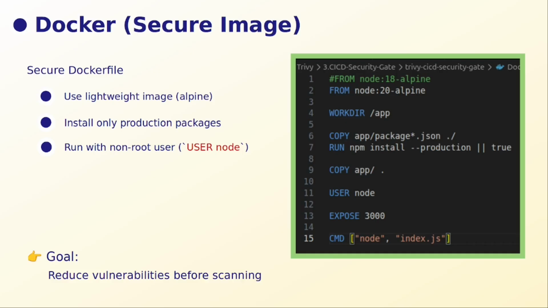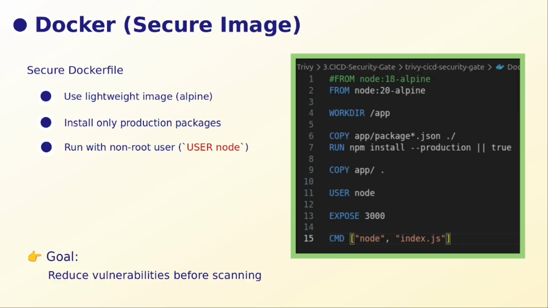First, we should use a lightweight base image, such as Alpine. For example, instead of using a full Ubuntu image, we use Node 20 Alpine. This helps reduce the image size and, more importantly, reduce the attack surface. Fewer packages mean fewer potential vulnerabilities.